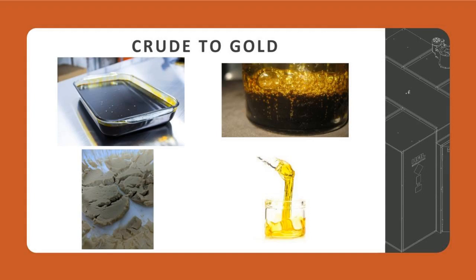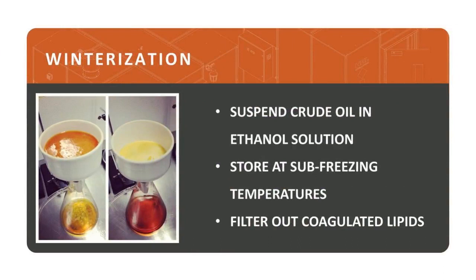So I figure we could start with winterization. I do think winterization is one of the most basic post-extraction refinement processes. It's been around since, essentially, cannabis extracts themselves have been. And what winterization does is it really serves to remove these lipids and waxes I've been talking about. And it does so by coagulating them in cold temperature, cold ethanol washes, and then using filters to actually remove those from your crude oil.